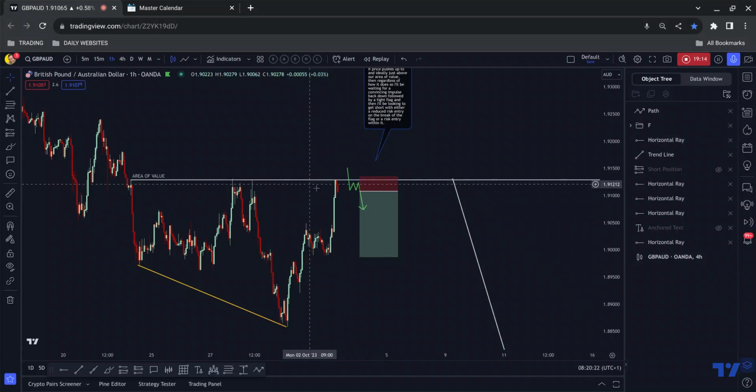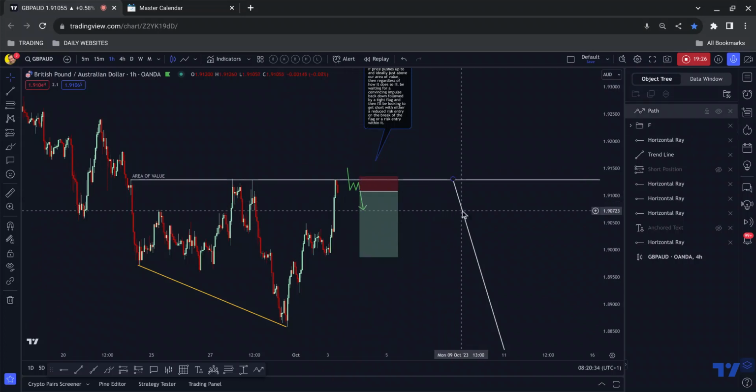We've kind of tapped into this area now. Whether we sell off from here is another matter, but I'll be looking for a very deliberate push down on the flag, and then I'll be looking to get short either on the break of the flag or within it. And that is my forecast today, folks.